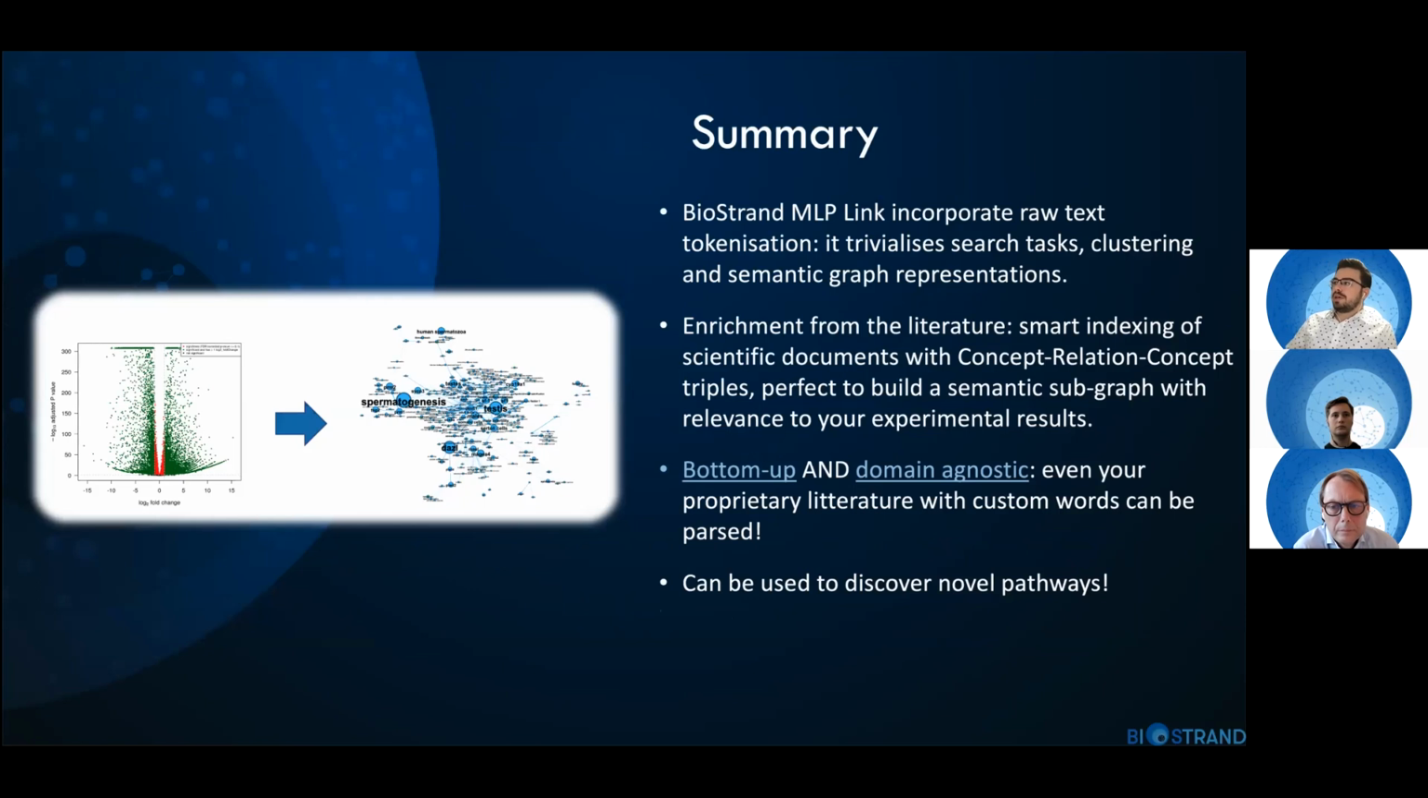So to summarize a little bit, BioStrand NLP link incorporates rotate tokenization. And so from this tool, it reveals source choice, clustering, and semantic graph representation. And using this tool, you can do enrichment right away from the literature. So you perform smart indexing of scientific documents with concept relationship, concept triples, and then you can use that to build your semantic subgraph with relevance to your experimental result.